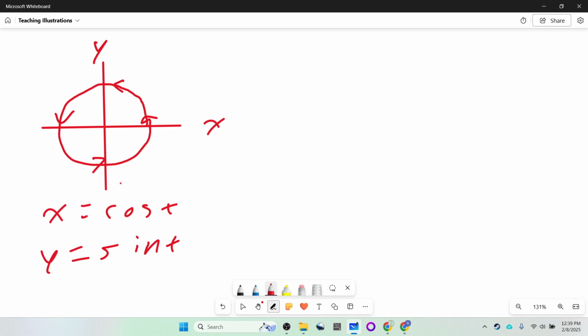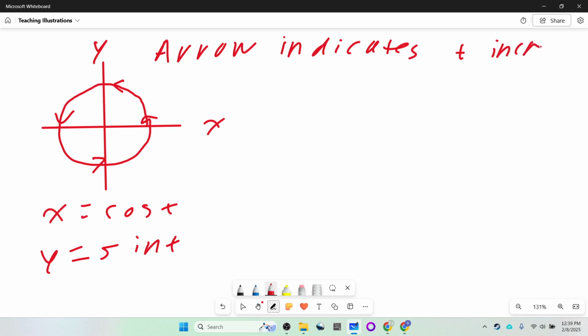I don't think I've said it yet, but make sure you put arrows on these space curves to indicate t increasing. If you leave off the arrow, that is at least minus 1 point, because it is supposed to represent something moving through space, so you need to indicate which direction it's moving.